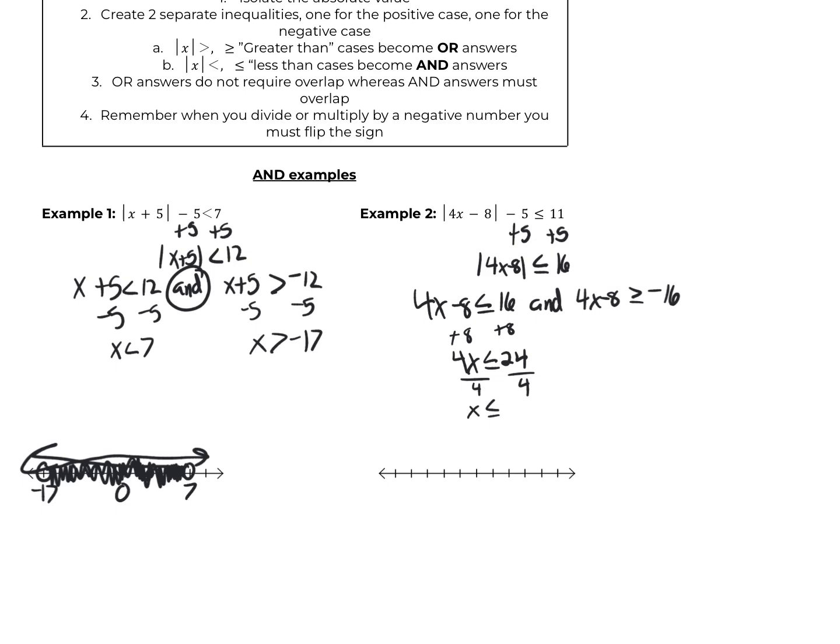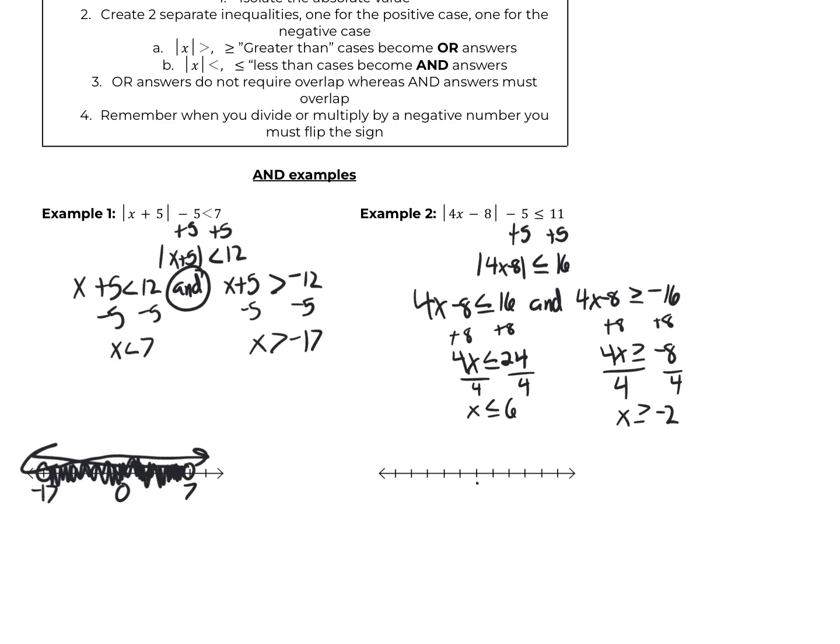And I get x is less than or equal to 6. And on the right, add 8 to both sides. I get 4x is less than or equal to negative 8. Divide both sides by 4. And I get x is greater than or equal to negative 2.